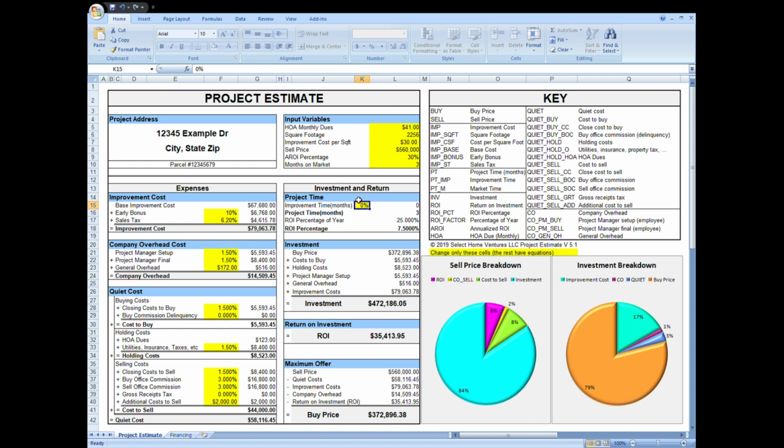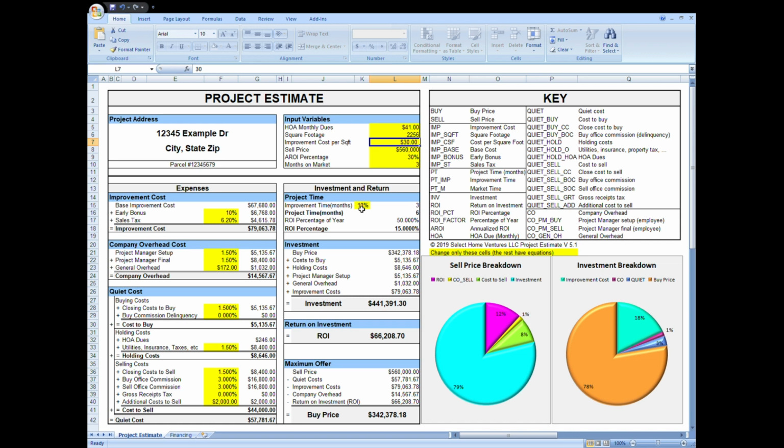The next input is improvement time. 10% is the right value for this field most of the time. This is a percentage because we estimate the length of construction based on the amount of work to be done. This comes directly from the improvement cost per square foot entered here. We chose a CSF of $30. 30 times 10% is 3 months. Our example is 10%.